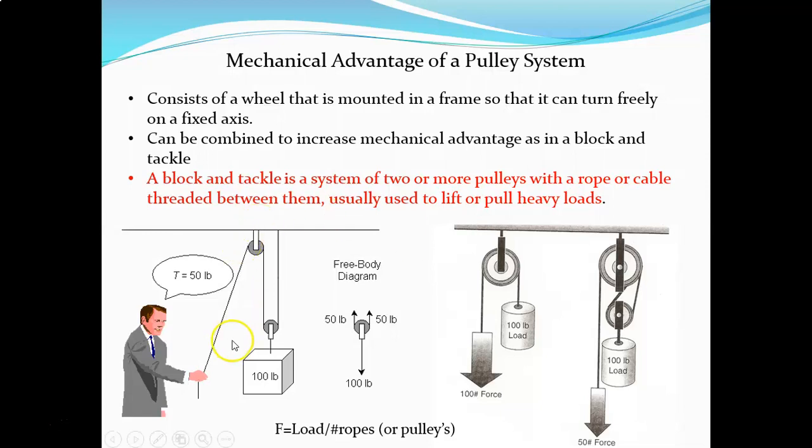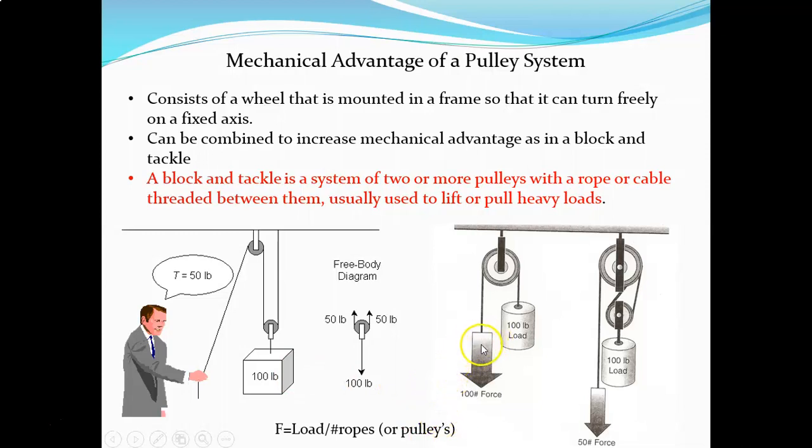This gentleman on the bottom left is lifting a 100-pound load. He's got the mechanical advantage of two by having a rope fixed to the ceiling, coming down to a movable pulley, and then the second rope here is threaded over another sheave, which is fixed at the top, and it's holding part of the weight. So we've got 50 pounds pulling here, and 50 pounds pulling here, and so the gentleman's having to pull down 50 pounds of force to lift a 100-pound load.